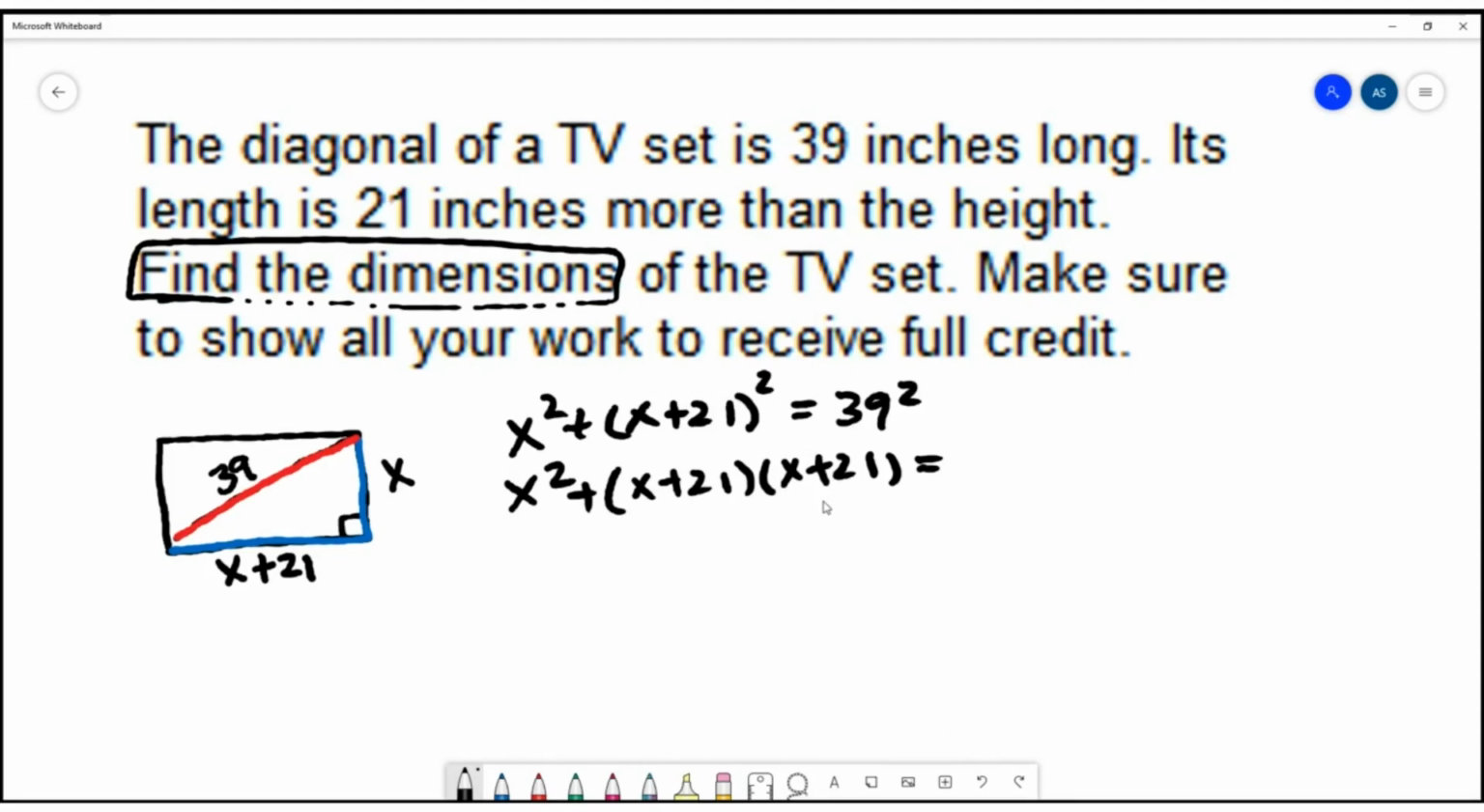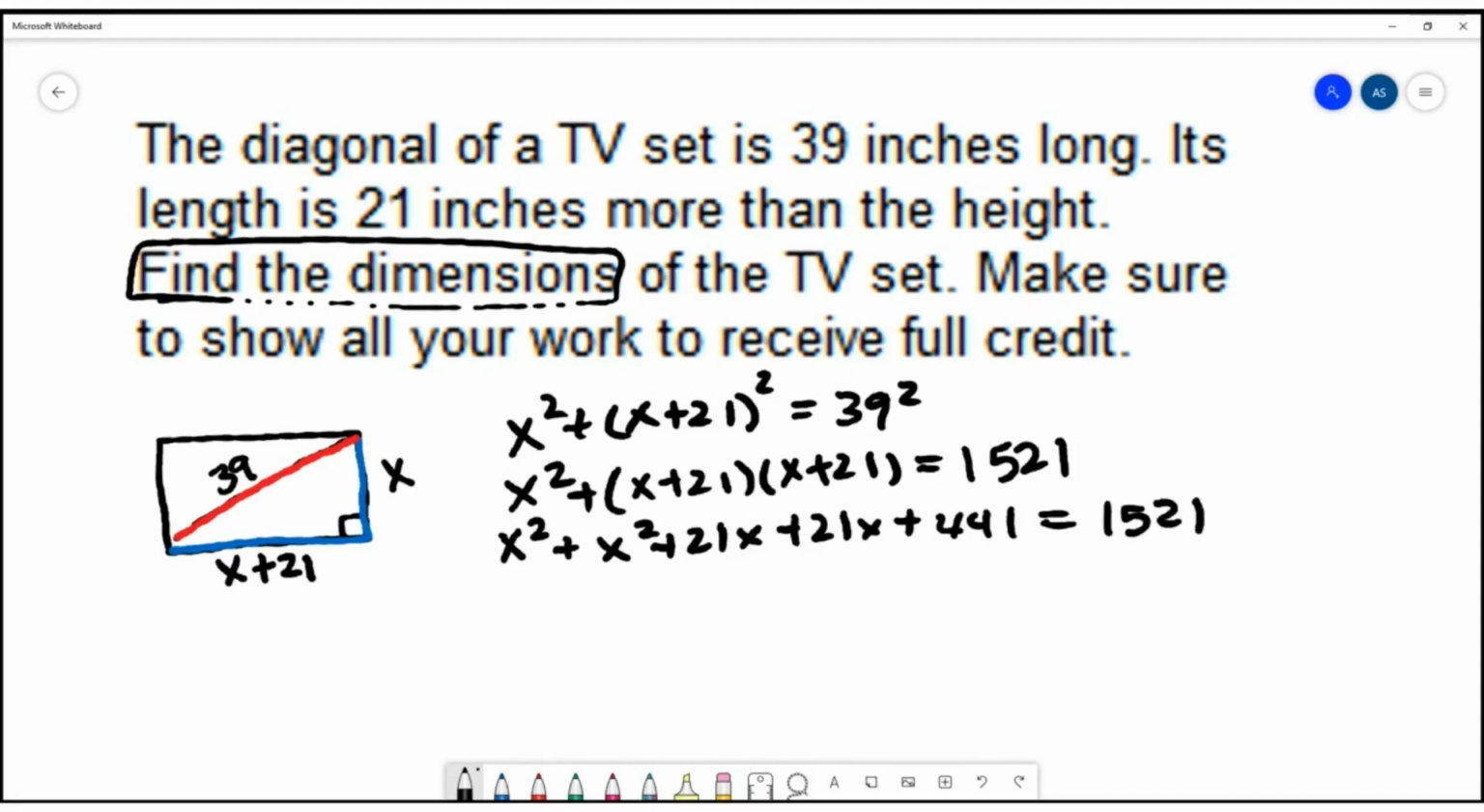39 squared is 1,521. We have x squared plus 21x plus 21x plus 21 times 21, which is 441, equals 1,521. Now we can combine like terms. We have x squared plus x squared, that's 2x squared. 21x plus 21x is 42x. We have a plus 441 equals 1,521.